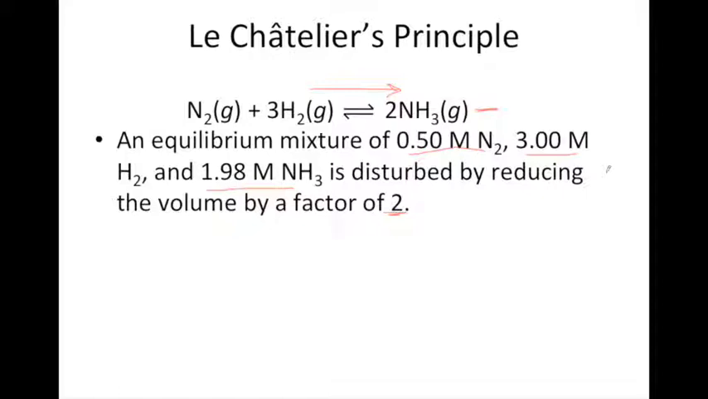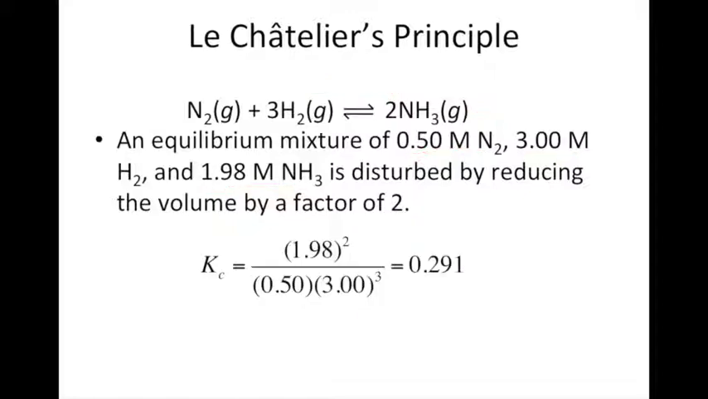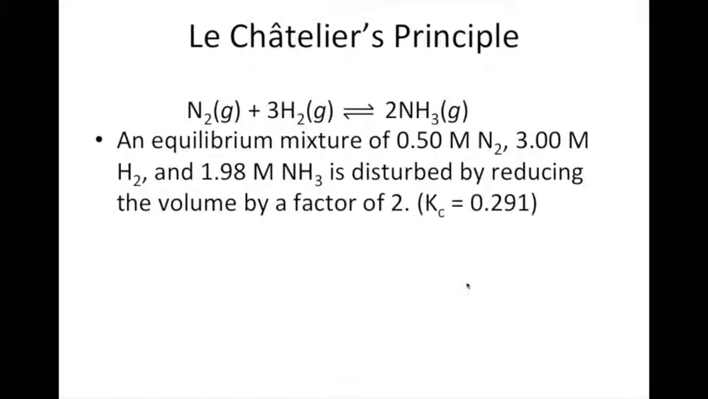So back to our numbers here. We have a reaction at equilibrium. So we have a Kc expression, and we can plug in these equilibrium concentrations. I've just plugged in my equilibrium concentrations and calculated my Kc value. So my Kc value for this reaction is 0.291. Now, we disturb the equilibrium by reducing the volume by a factor of 2.